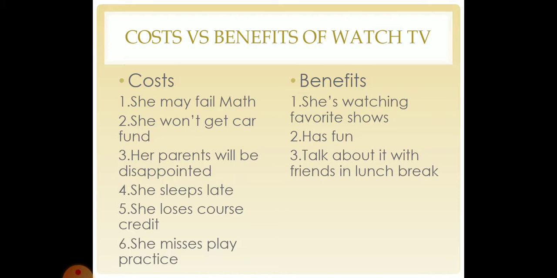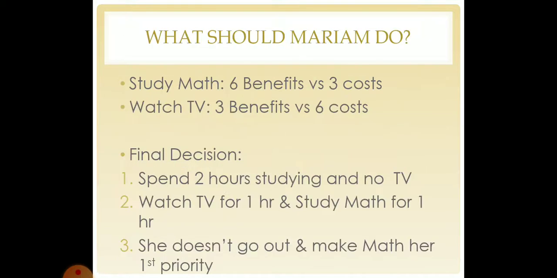What if she decided to watch TV? The benefits: she's watching her favorite shows, she has fun. Talk about it with friends at lunch break. The costs here: if she watches TV, she may fail in math. She won't get the car fund. Her parents will be disappointed. She sleeps late. She loses course credit. She misses play practice. Okay, a lot of things here will cost to sacrifice.